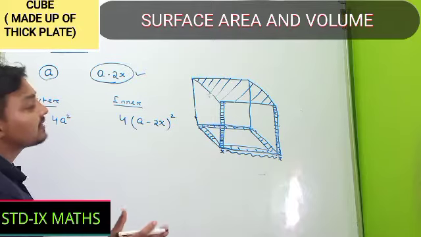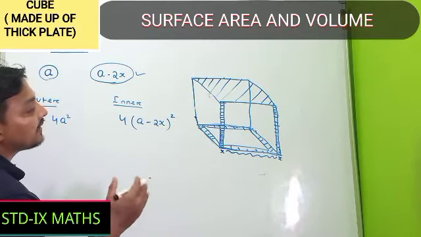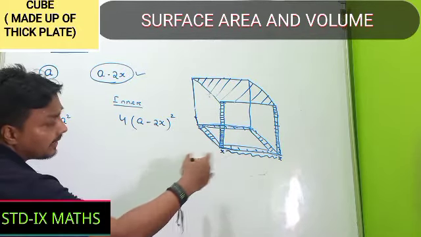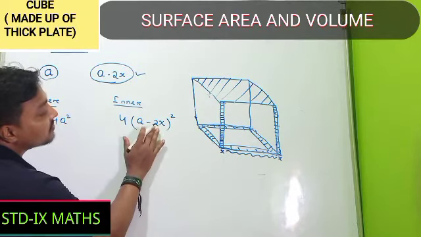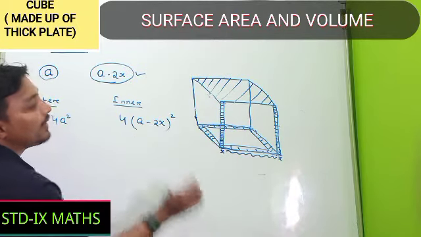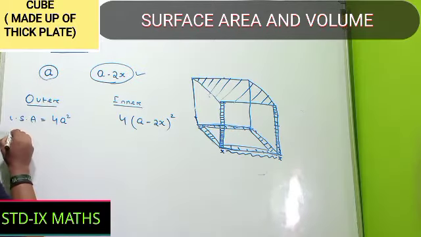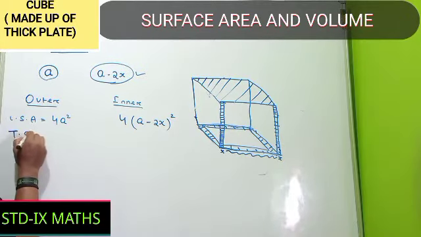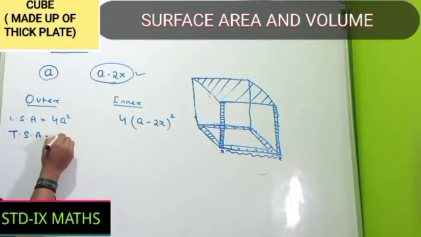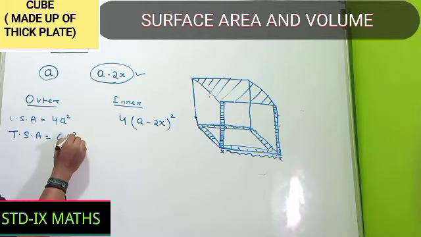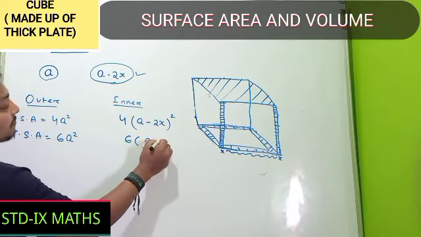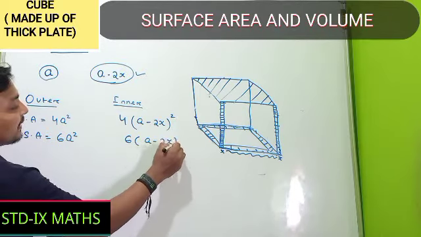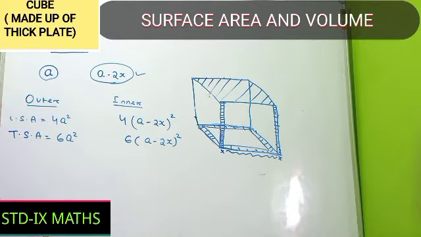Only the difference is whatever length was given as the outer length; from that outer length you have to subtract twice its width. And next is the total surface area, which is 6a square. Here it is 6, and in place of a, I have to put a minus 2x, its square. Understood? Up to this clearly understood?